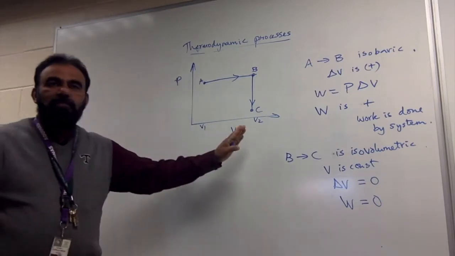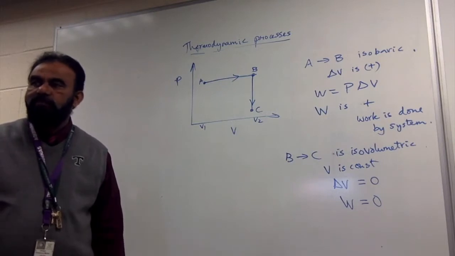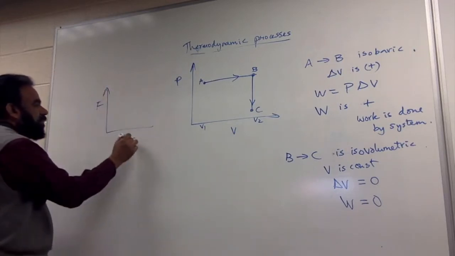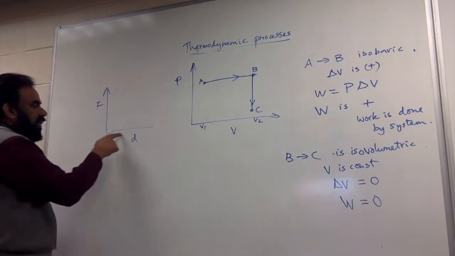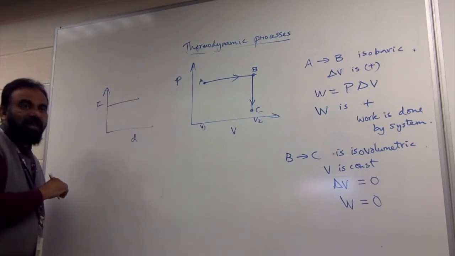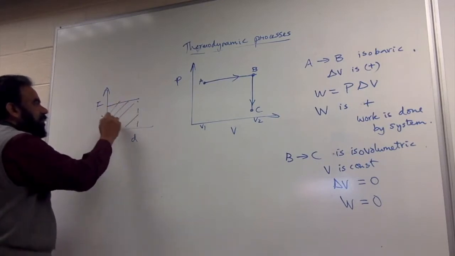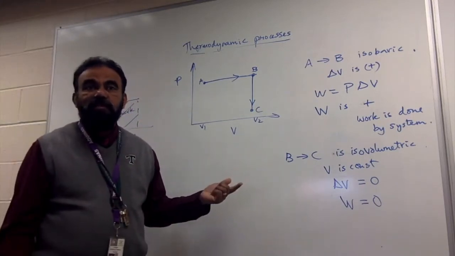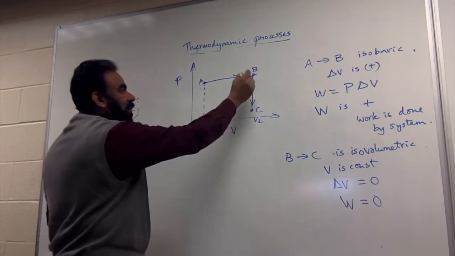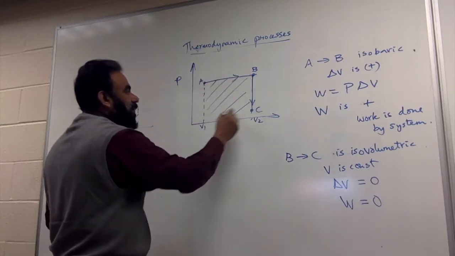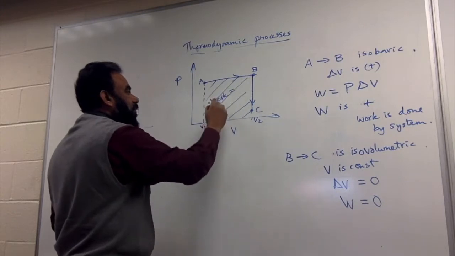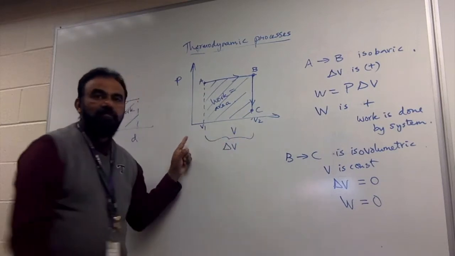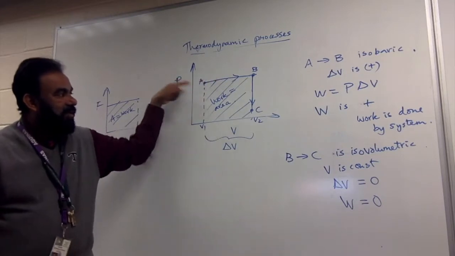All right. On a PV graph, how do you find work? On an FD graph, how do you find work? Area. Area is work. Same way here. On a PV graph, work is? So what is the area of this section under the line? Work is equal to area. And that's why it's P delta V. This is delta V. You get it? So P times delta V.